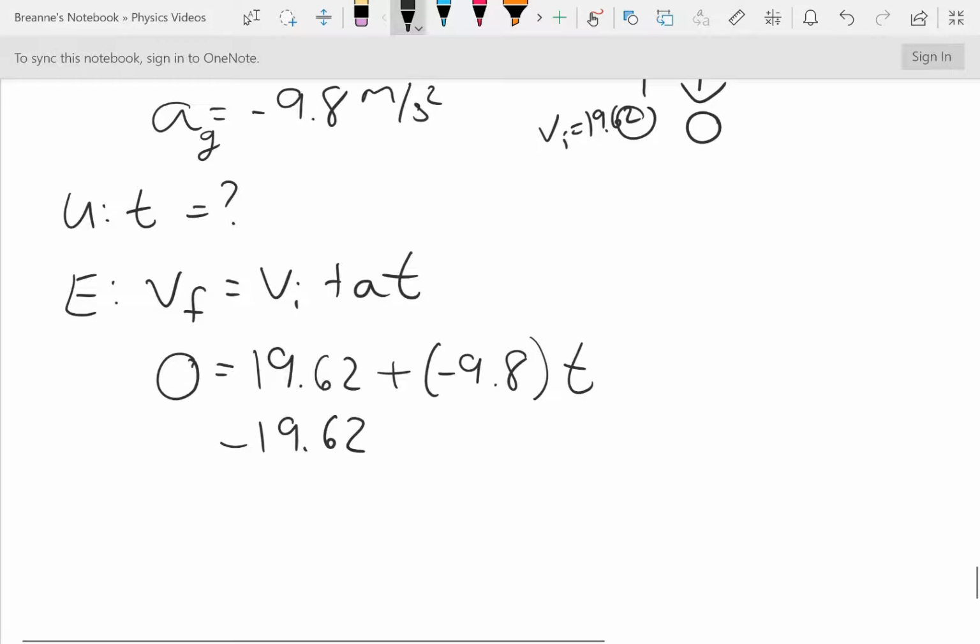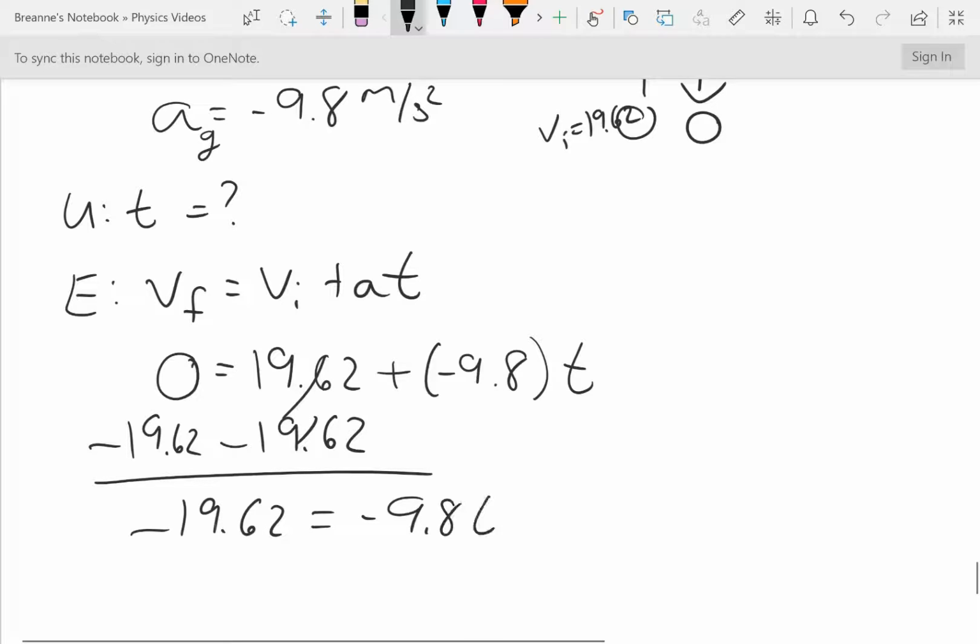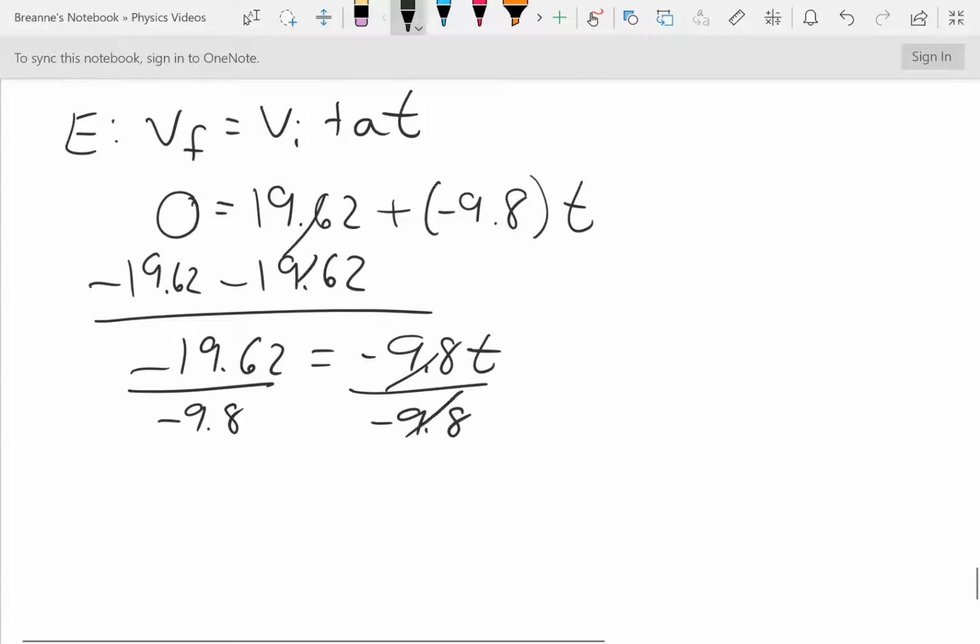So we have to bring the 19.62 over, and it becomes negative. And then we need to get the negative 9.8 over. It's being multiplied. The opposite of multiply is divide. So we're left with 19.62 divided by 9.8. And you're left with 2.